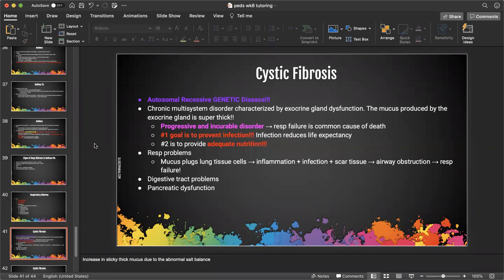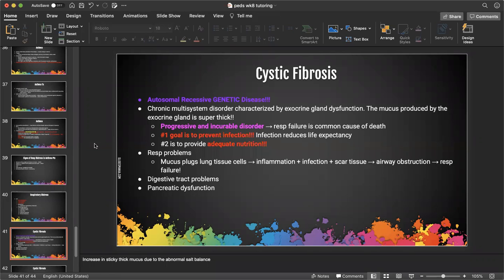The number one goal is to prevent infection, like I said earlier in the PowerPoint, because infection reduces life expectancy. And the number two goal is to provide adequate nutrition. So cystic fibrosis patients will have respiratory problems. The mucus plugs lung tissues, which leads to inflammation, infection, and scar tissue, which then leads to airway obstruction, which leads to respiratory failure. They can also have digestive tract problems and pancreatic dysfunction.